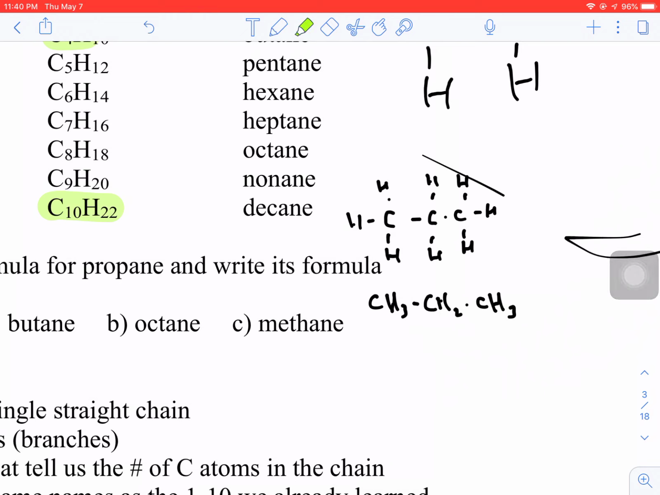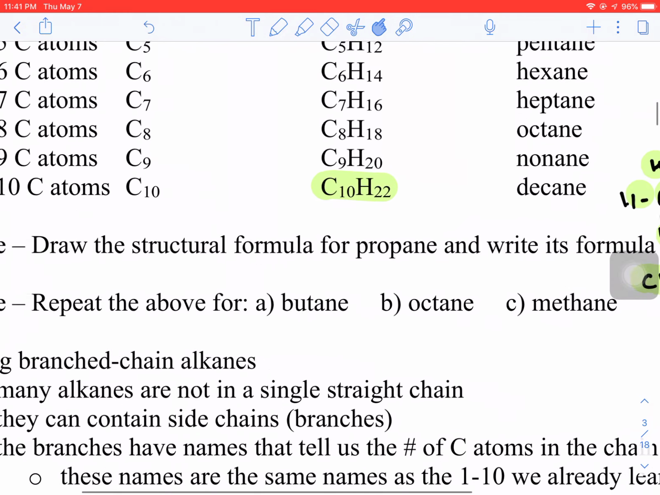This carbon here has its 2 hydrogens, and then the carbons that are on the end have 3 hydrogens. So CH2 in the middle, and then CH3 on the end, because the end carbons have 3 hydrogens. The end carbon has 3 hydrogens, right? So if I was doing hexane, and I wanted to write the molecule for hexane. Actually, I think it asks me to do some here in a minute. Let's see. Repeat the above for butane, octane, methane.